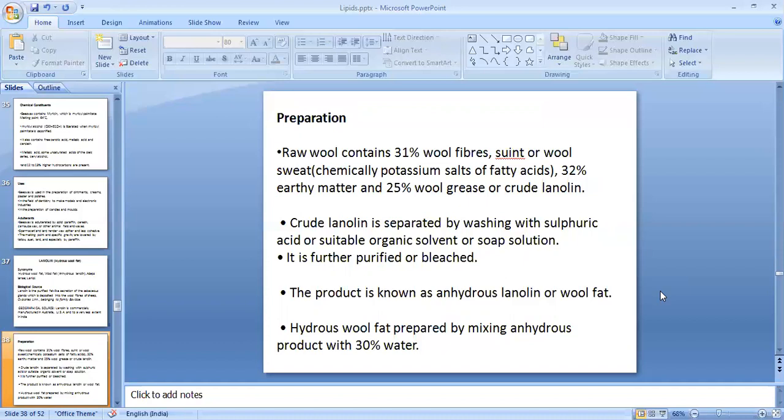This crude lanolin is separated by washing with dilute sulfuric acid or with any organic solvent or soap solution. The one which is separated by this method is further purified and bleached. And this lanolin, which is prepared by this method, is called anhydrous lanolin or wool fat because it does not contain any water. And then this is made into hydrous wool fat by incorporating 30% of water. That is called your lanolin or hydrous wool fat.